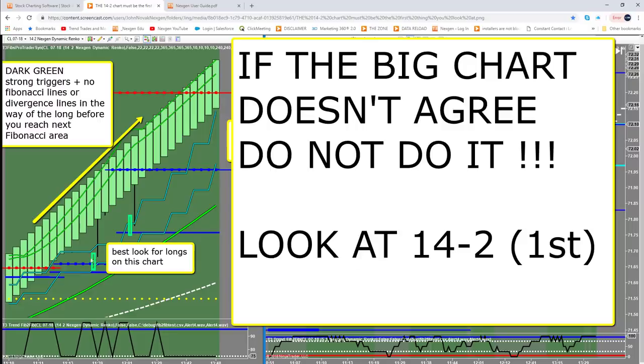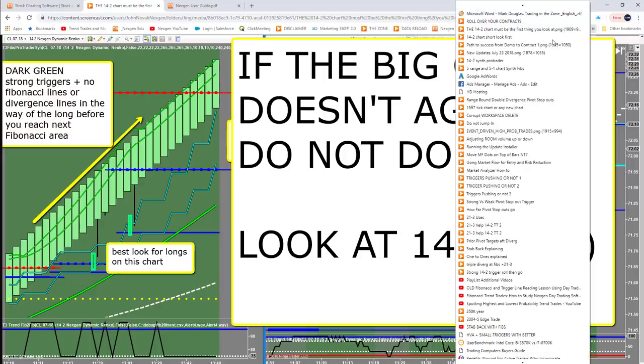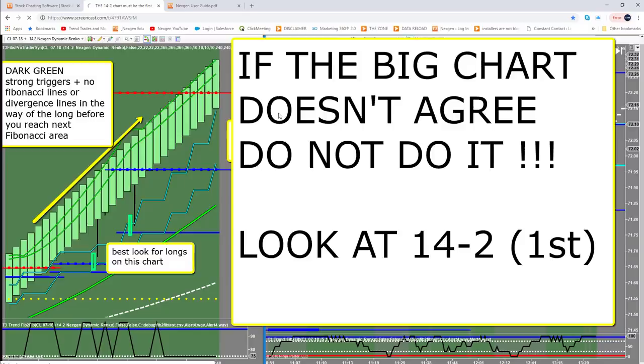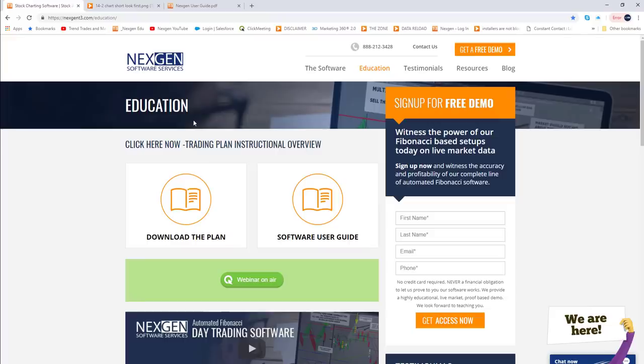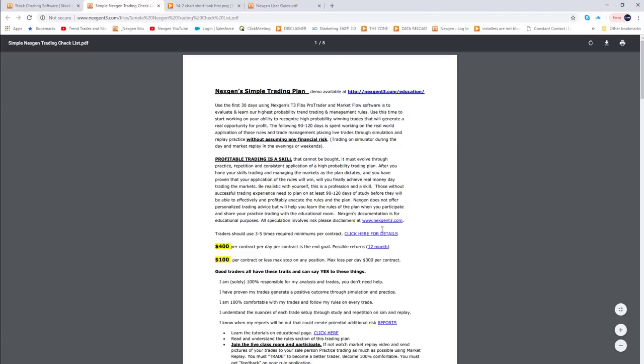Make sure you've got the correct look on your 14-2 chart first before you start looking at your small chart. Same thing is true on the short side, right? Make sure that all of your triggers are going down and everything is really nice on the big charts, and then you start looking at your little charts. Is everybody okay with that? I want to make sure you guys are good with the concept that's in the trading plan, which is, make sure you've got your big charts saying the right thing first.